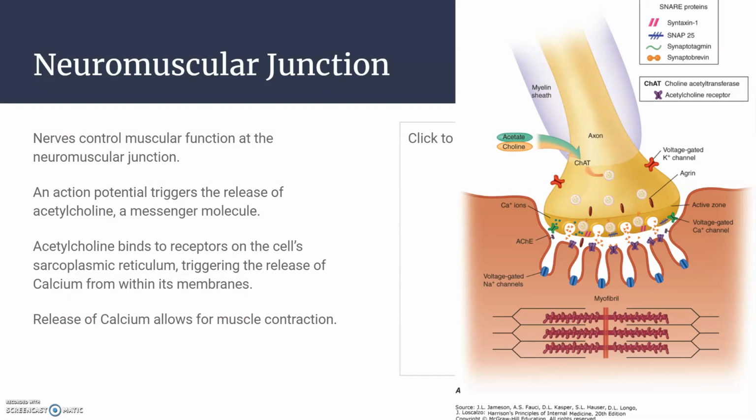The neuromuscular junction. This is how muscles work at the molecular level. Say I want to move, my brain triggers nerves, causing a chain reaction of action potentials that cause muscle flexion. Nerves control muscular function at the neuromuscular junction. An action potential triggers the release of acetylcholine, a messenger molecule. Acetylcholine binds to receptors on the muscle cell's sarcoplasmic reticulum, triggering the release of calcium from within its membranes. Release of calcium allows for muscle contraction.